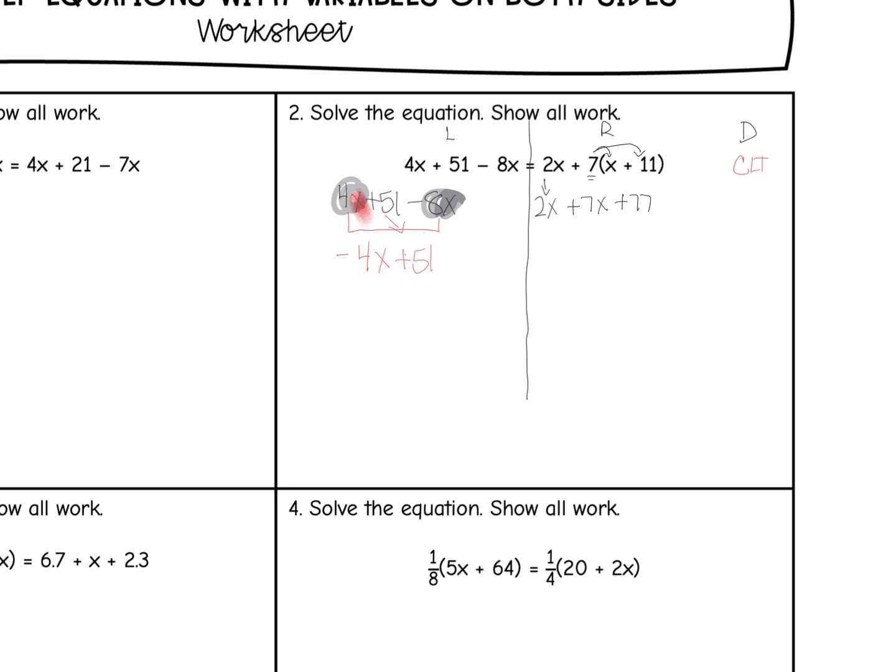And now I'm going to look at the right-hand side. Well, over here, I have 2x, positive 7x. 2 plus 7 is 9x. And I'm just going to bring my positive 77 down.